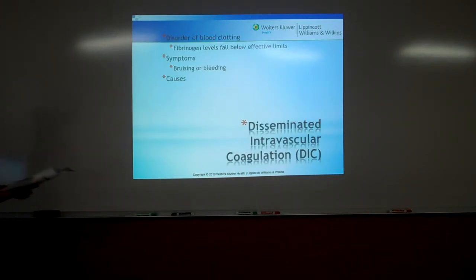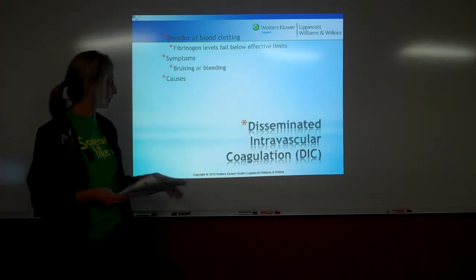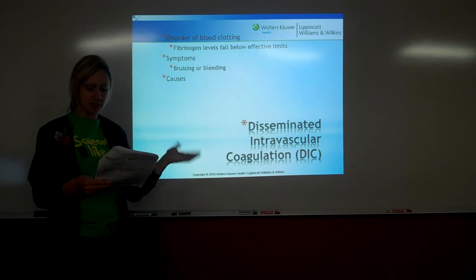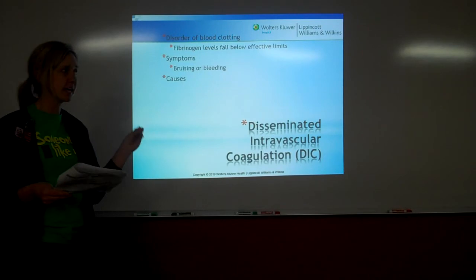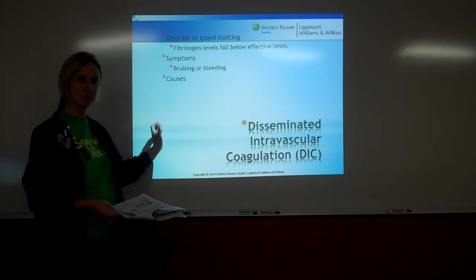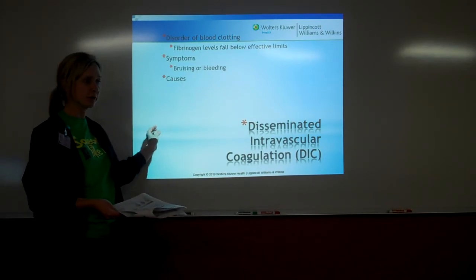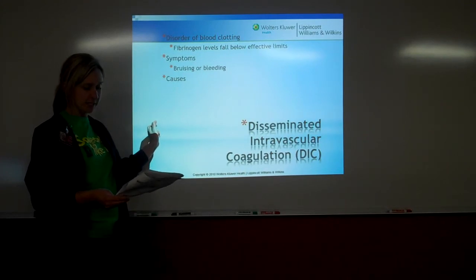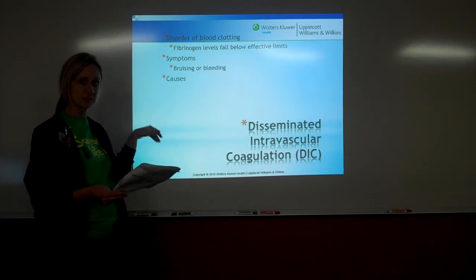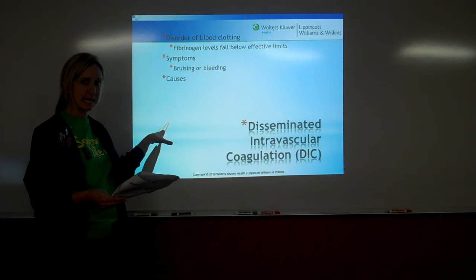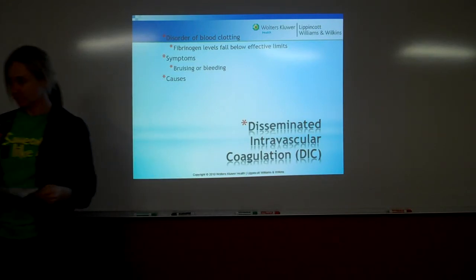I don't have a slide, but a vasa previa is where the fetal blood vessels are crossing over the amniotic membranes over the cervical os. So when the membranes rupture, or when they're artificially ruptured, you actually rupture the fetal blood vessels and the fetus bleeds out. So that also can be an emergency situation.